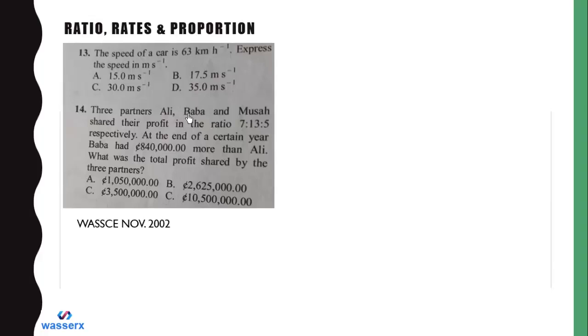The speed of a car is 63 kilometers per hour. Express the speed in meters per second. So we have kilometers per hour and meters per second. We have the kilometer over here, and we have the hour here. So we have 63 kilometers in every 1 hour. Now I want to see the equivalence in meters per second. So we know 1000 meters makes 1 kilometer. Therefore 63 kilometers will be 63,000 meters.